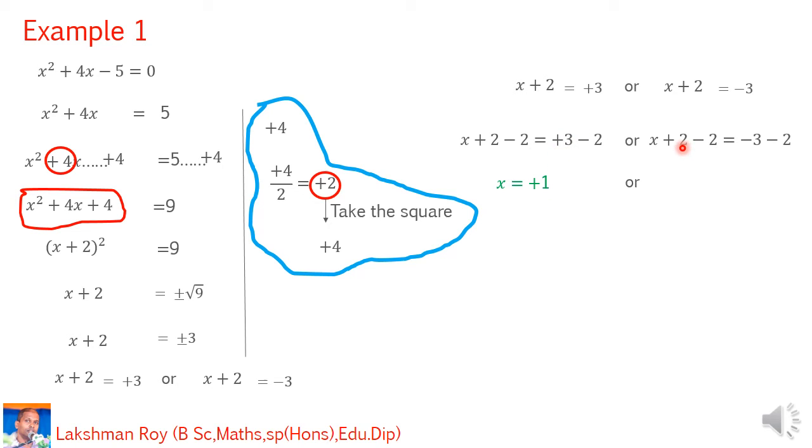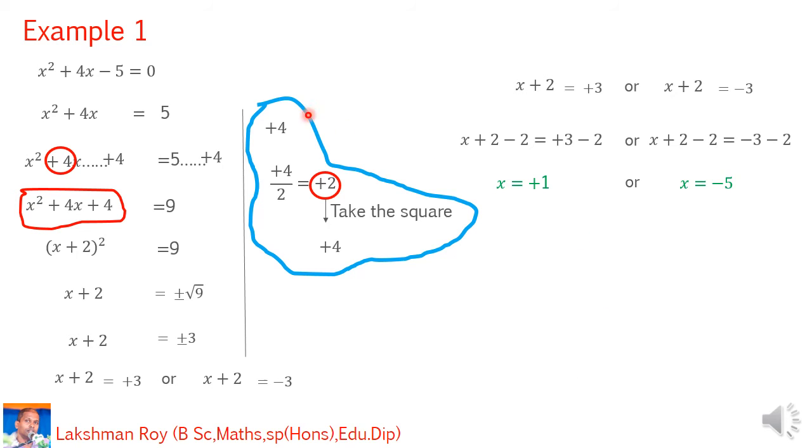Oh, you have to write x. Plus 2 minus 2, 0. X is negative 3, negative 2. Both negative, both negative mean add. 3 plus 2 is 5, so negative 5. So these are the two roots, two solutions, right?